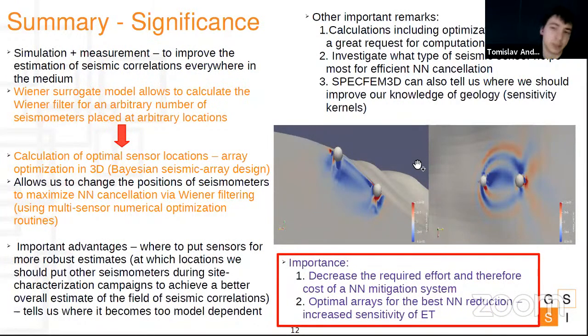And then, summa summarum, the importance of all these processes is to decrease the required effort and therefore the cost of a Newtonian noise mitigation system. Having optimal arrays for the best Newtonian noise reduction, we will be able to increase the low frequency sensitivity of Einstein Telescope.